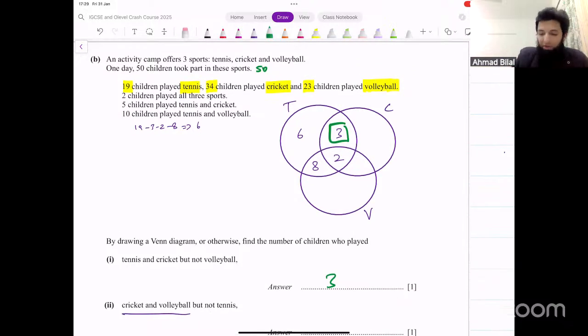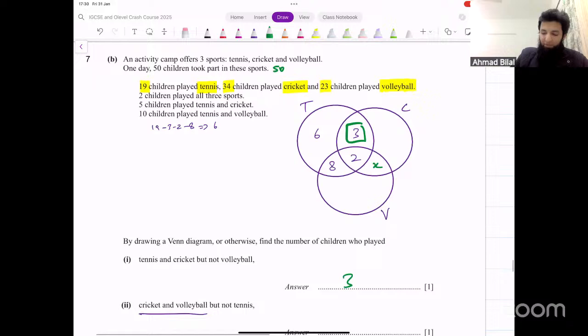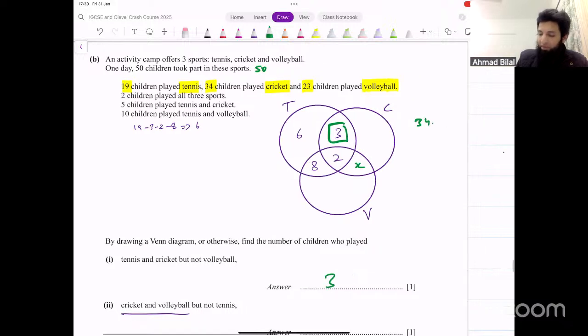Okay. Now, how do we think about this? We have the total number of students here, that is 50. Let's use that somehow. Let's call this number x, for instance. We can make some equations now. If this number is x, what about this remaining number in cricket? We know that the total number of students who played cricket is 34. So the number who played only cricket is going to be 34 minus 2 minus 3 minus x. And that is 29 minus x.